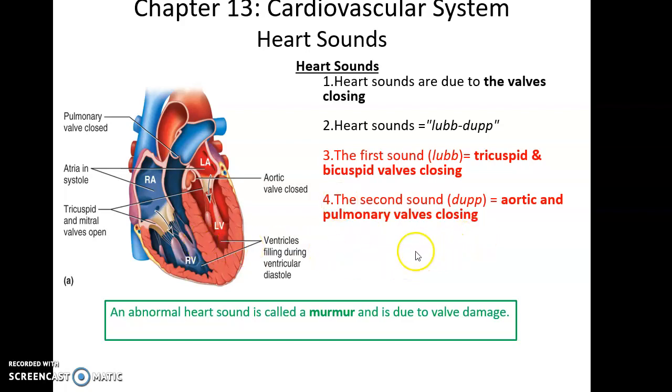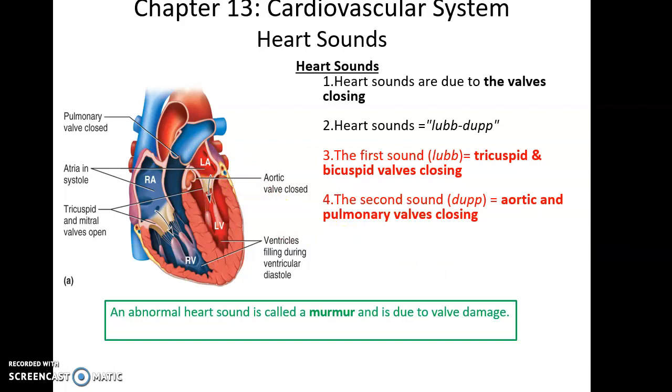Then the second sound, the dub, occurs when the ventricles relax and the blood starts to backflow and closes the semilunar valves. So the second sound, the dub, is caused by the closing of the aortic valve and the pulmonary valve. So lub-dub, closing of the atrioventricular valves, then the closing of the semilunar valves.